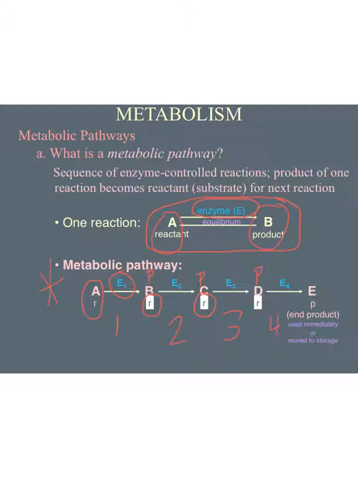And then in the fourth reaction, that product D is going to become reactant D and be converted to product E. And so that's what we then call our end product, and that can either be used or stored or whatever it is that we need to do with it in the cell. So this is where you have a series of related reactions where the product of one step becomes the reactant in the next step. And this is what we refer to as a metabolic pathway.